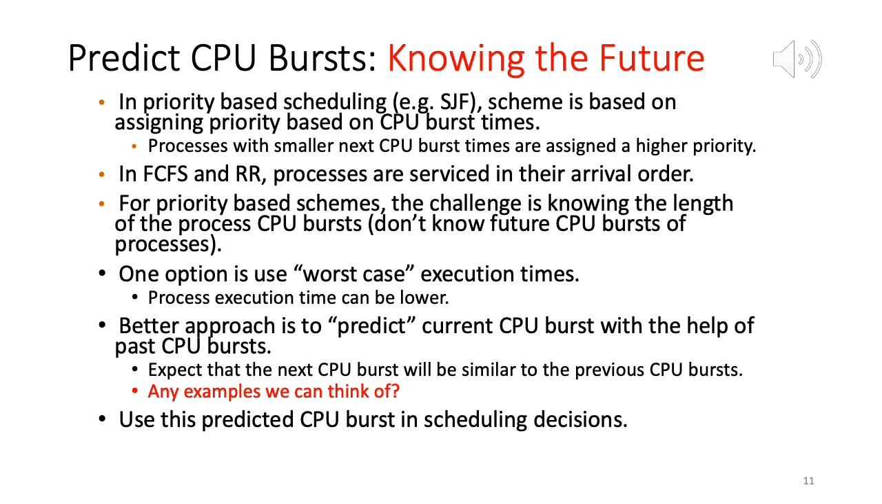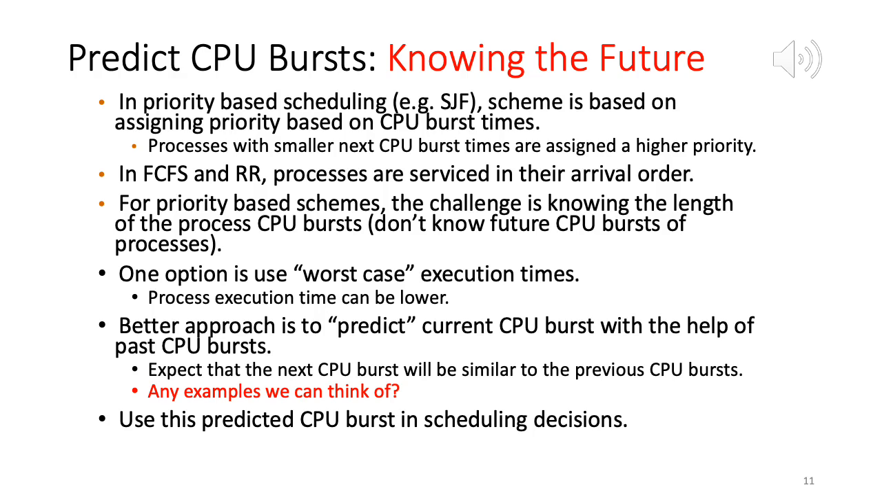So it would be a better approach if we could predict the CPU burst times. The goal is to predict the current CPU burst, or the next CPU burst, with the help of past CPU bursts. For each process, you try to analyze its patterns, because it will have a sequence of CPU and IO bursts. For the past CPU bursts, try to analyze what their lengths are, and based on that, try to predict what the future lengths are going to be.